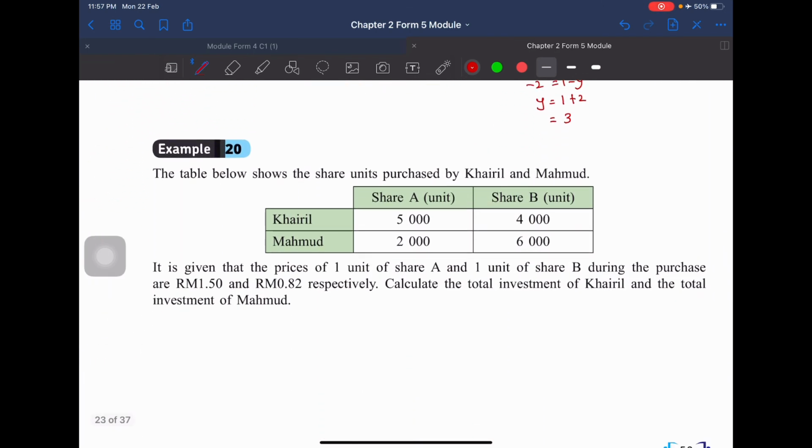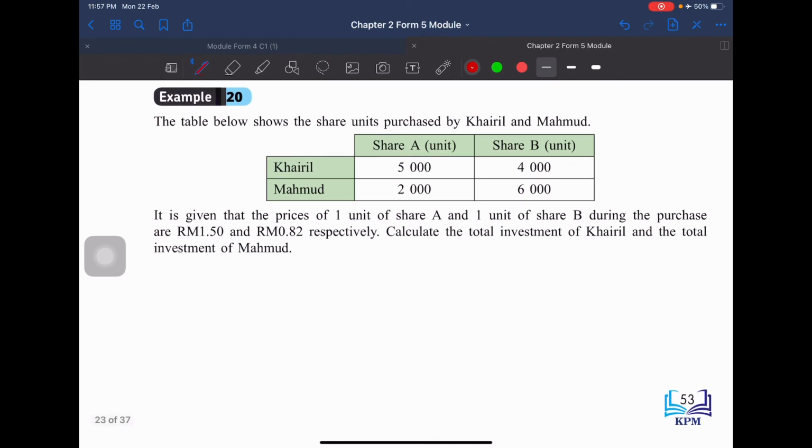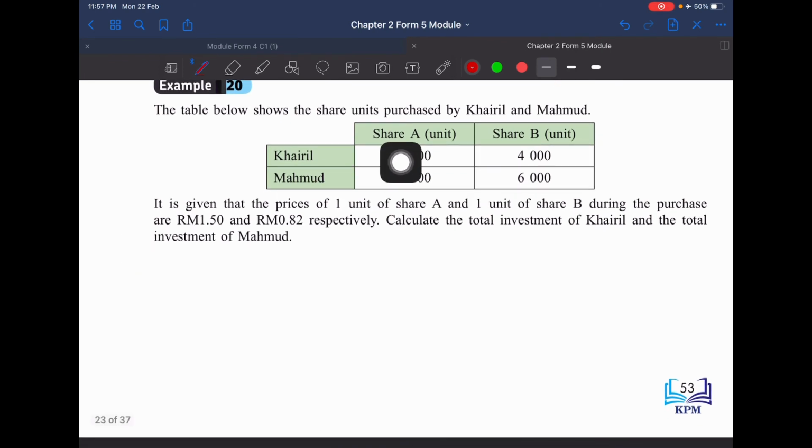Okay, so let's move forward to the last example for this learning standard. The table below shows the share units purchased by Khairil and Mahmud. You have share A, share B, Khairil and Mahmud. It is given that the prices of 1 unit of share A and 1 unit of share B during the purchase are RM1.50 and 82 cents respectively. Calculate the total investment of Khairil and the total investment of Mahmud.